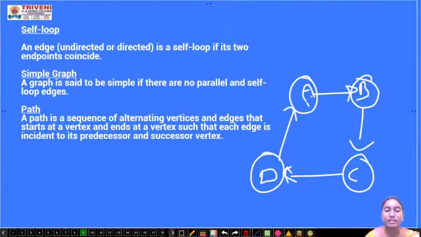A path is a sequence of alternating vertices and edges that starts at a vertex and ends at a vertex, such that an edge is incident to the predecessor or successor vertex.